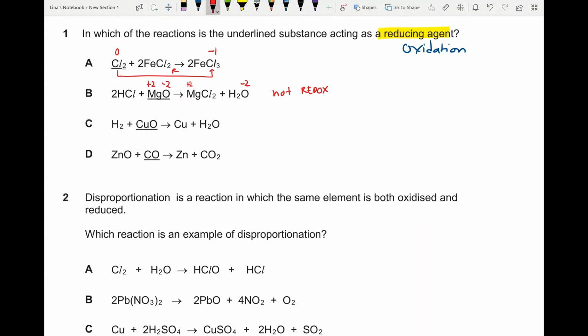Equation C. Oxidation number of H is 0. Actually, we don't need to do hydrogen because the underlying substance is copper oxide. So oxide is -2, therefore copper is +2. And on the other side, copper becomes an element. Element oxidation number is always 0. Now O still retains its -2 oxidation number. So in this case, copper in copper oxide gains 2 electrons to become copper element. Gaining electrons is reduction.